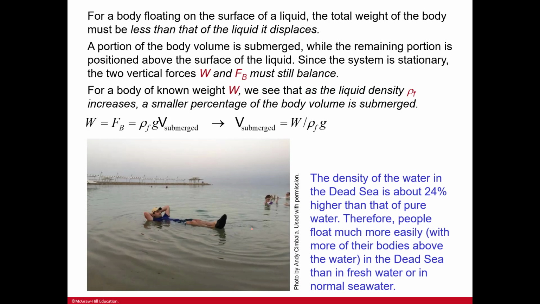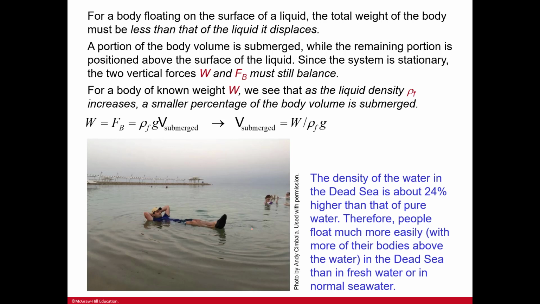For a body floating on the surface of a liquid, the total weight of the body must be less than that of the liquid it displaces, right? Because you need to have less density than the water or the fluid. A portion of the body volume is submerged while the remaining portion is positioned above the surface of the liquid. Since the system is stationary, the two vertical forces W and FB must still be in balance. And so that's just showing this formula.